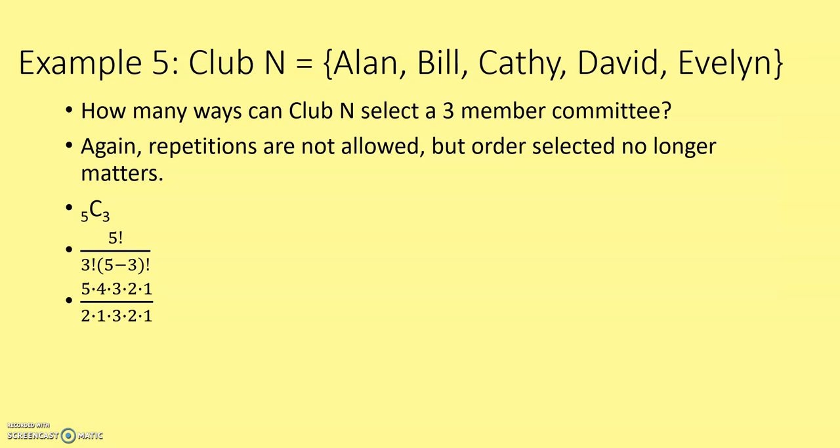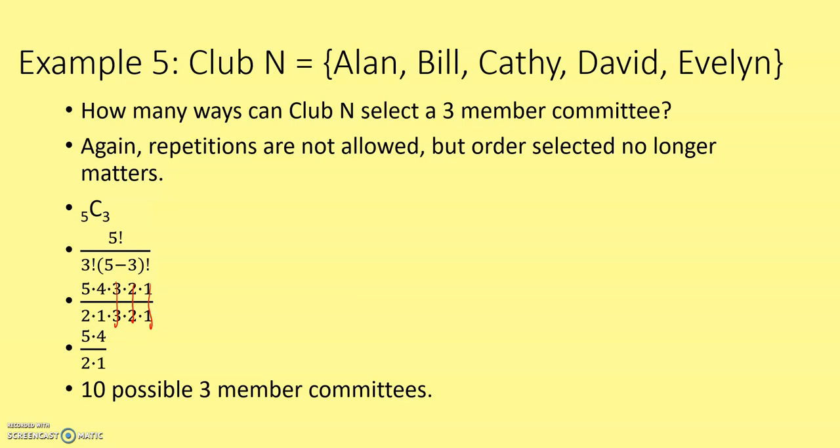Writing out those factorials. 3 divided by 3, 2 divided by 2, 1 divided by 1, are all 1. 5 times 4 divided by 2 times 1. There are 10 possible 3-member committees.